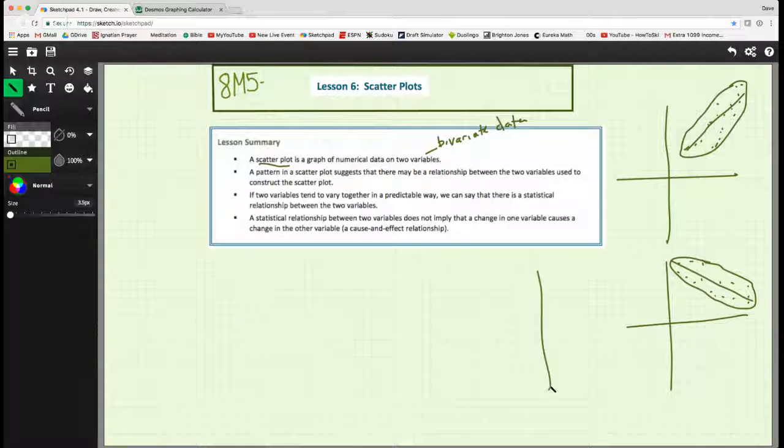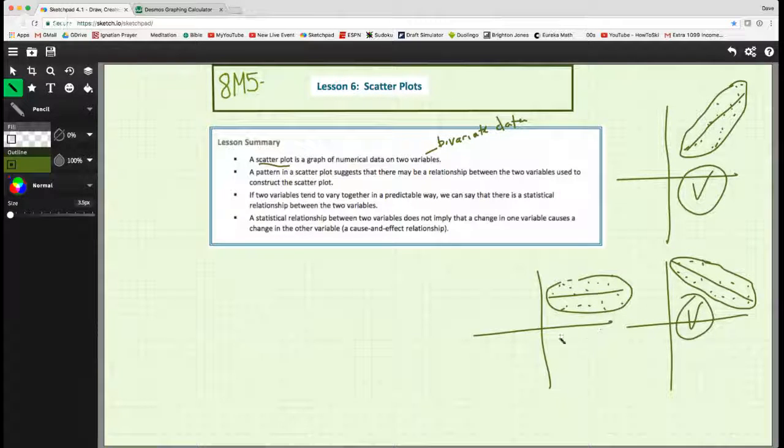An example where there would be no statistical relationship might be something like this, where as one gets higher, the other one doesn't change. So this would be yes, this would be yes, and this one would be no. Again, as the x gets bigger here, the y doesn't change. It stays pretty constant. So that would be not. And these would be, we'll just turn those into yeses. So if two variables tend to vary together in a predictable way, there is a statistical relationship between the two variables. Again, that's yes and yes.